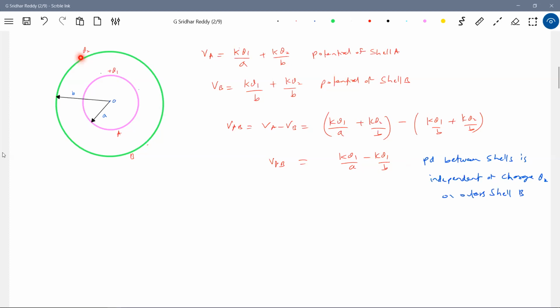Now I'll remove some charge on shell B. Then also the potential difference will remain the same. Potential difference between shells is independent of charge Q2 on outer shell B. Getting the idea? And these are some very fundamental things.